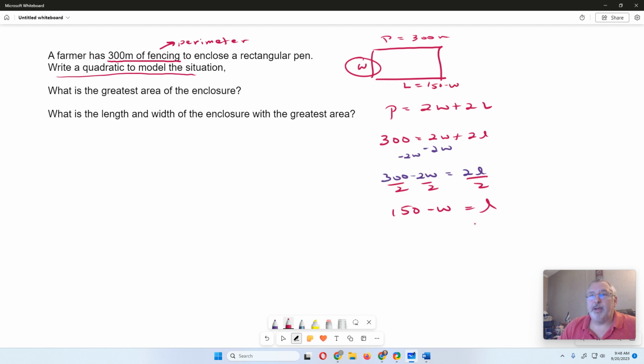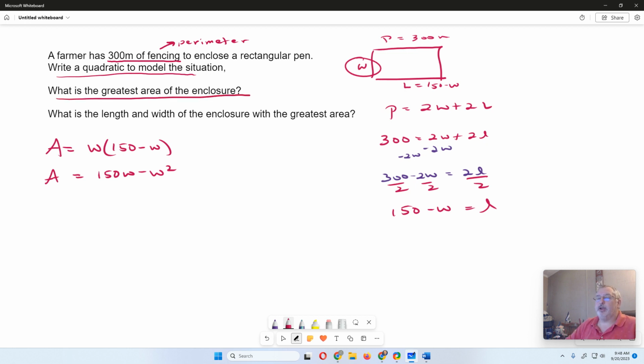And so we can model the situation with area equals the width times 150 minus w. And that'll simplify into 150w minus w squared. All right, so that's the model for the situation. That's the area function. Now, what is the greatest area?